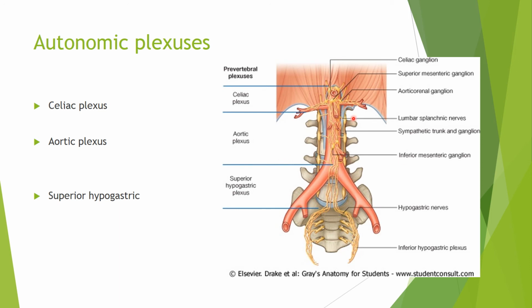Another diagram to see the celiac ganglion and the celiac plexus, and then the aortic plexus of autonomic nerves and the superior hypogastric autonomic plexus.